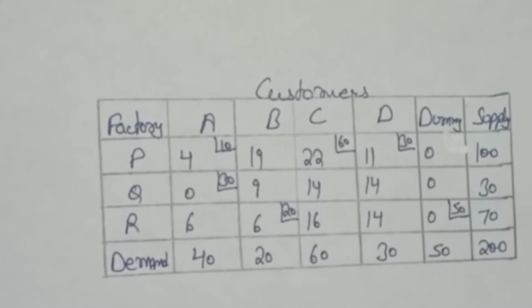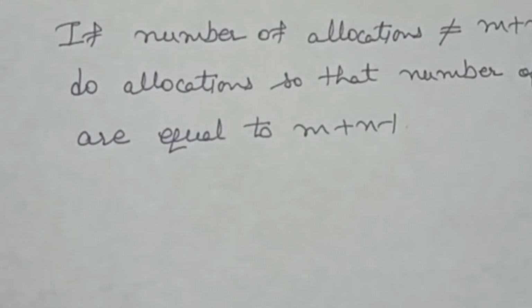So now we will check whether the number of allocations is equal to m plus n minus 1 or not. If number of allocations is equal to m plus n minus 1, then go ahead to test the optimality of solution. But if number of allocations is not equal to m plus n minus 1, then do allocations so that number of allocations is equal to m plus n minus 1.